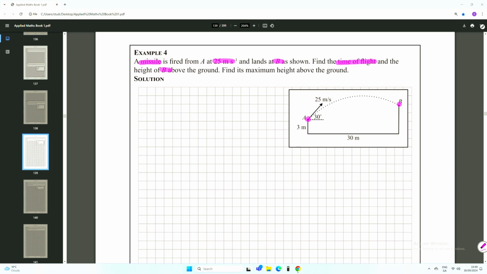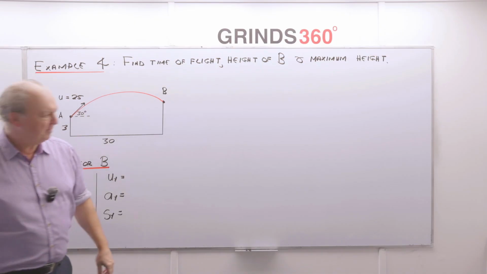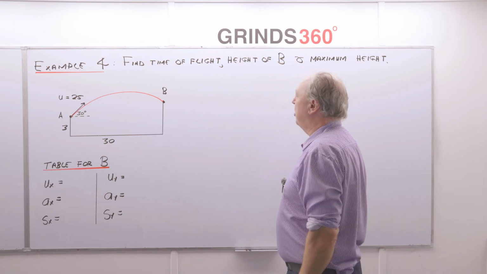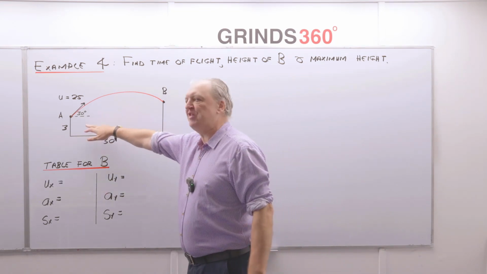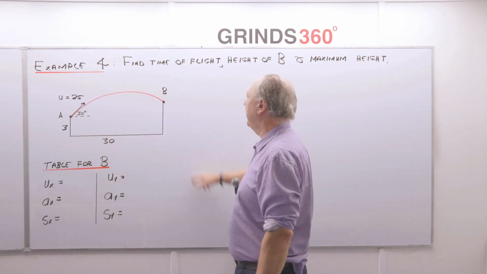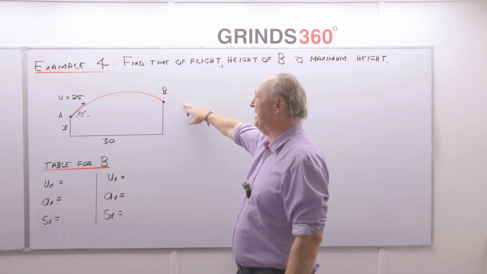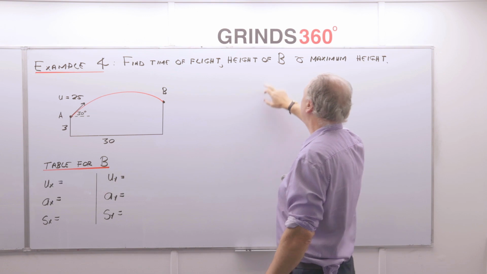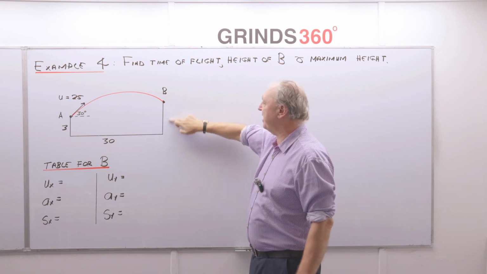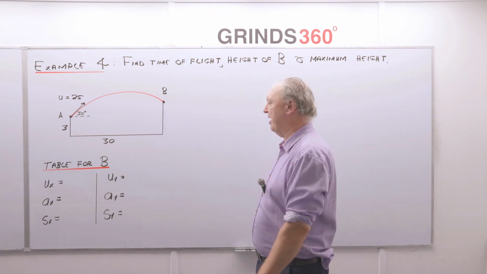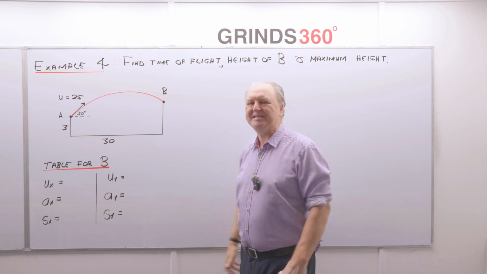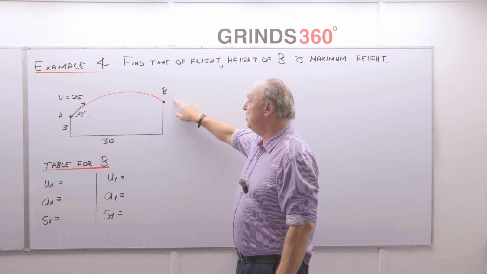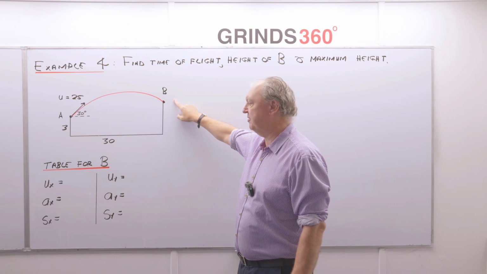So here's the situation. I'm throwing it from A, which is already 3 meters above the ground, and it's going to be caught by someone at B. And I've got to find the time of flight to go from A to B, and the height of B, that height there, above the ground. So I'm going to draw up a table as usual. This is a table for B where it lands, where it's caught.